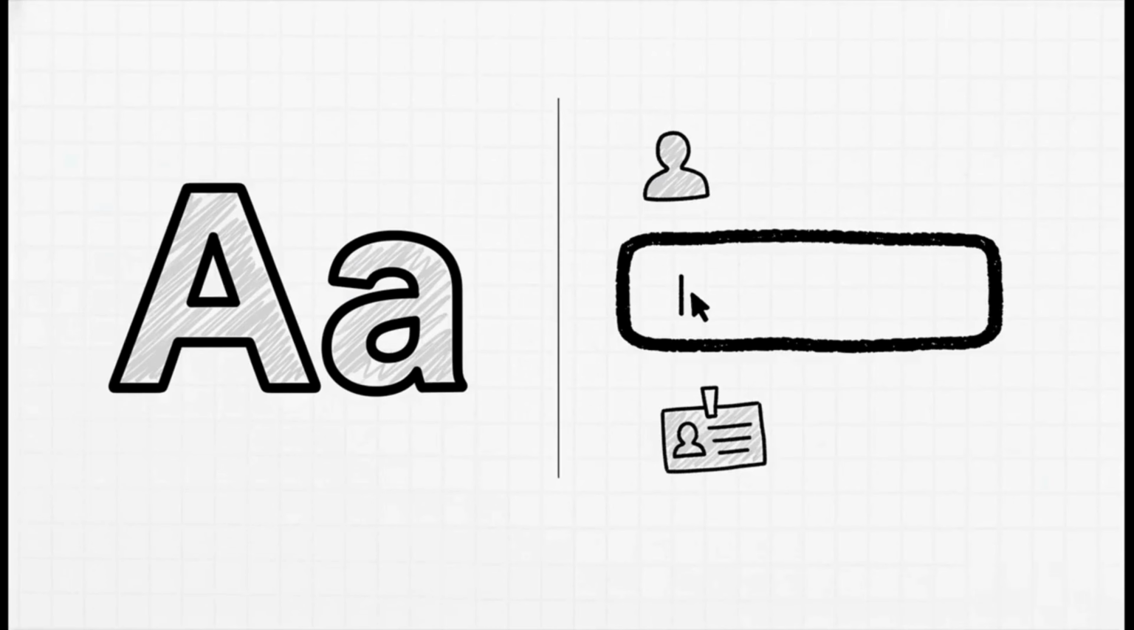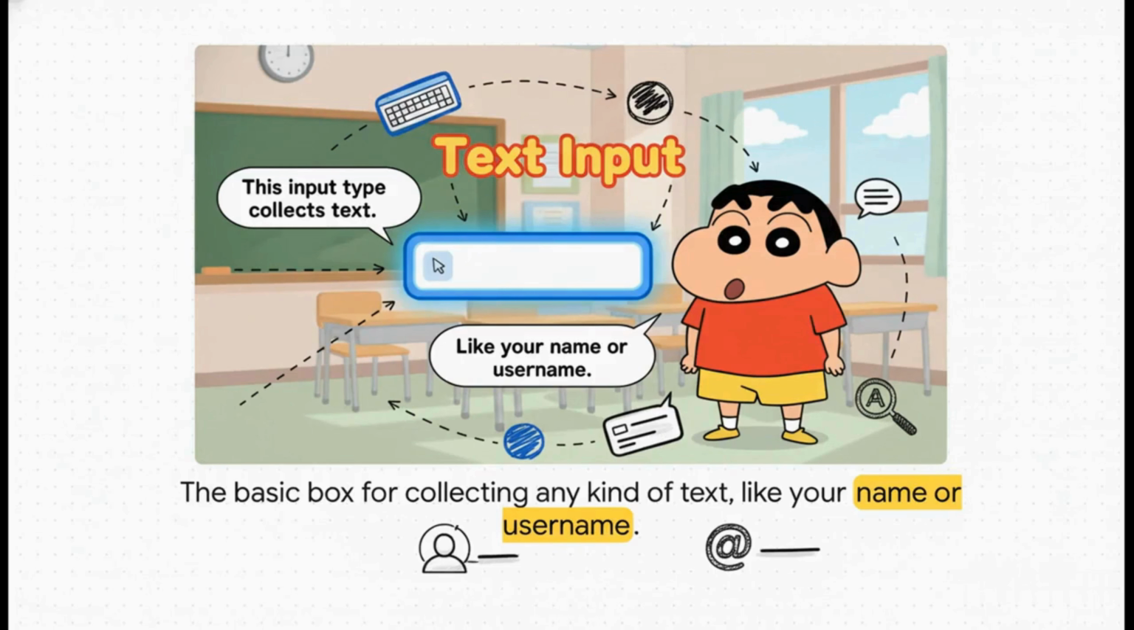All right, first up is the most common one of all, the one you'll see on pretty much every form out there, the good old text input. Yup, this is your classic blank box. Its whole job is to take in any kind of plain text. That's why it's perfect for things like your name, a username, or maybe a short message. It is absolutely the workhorse of the web form.